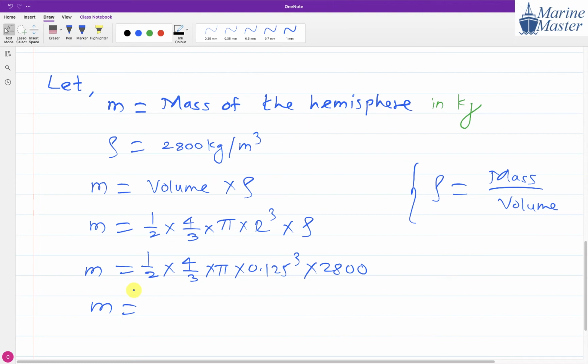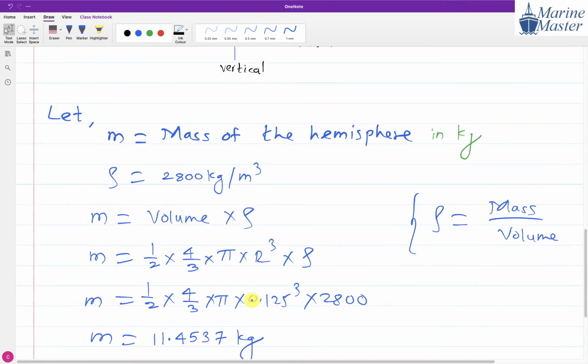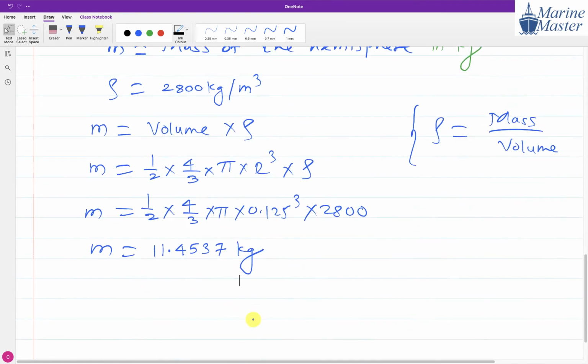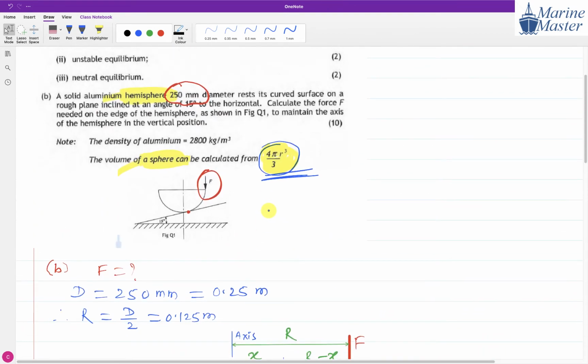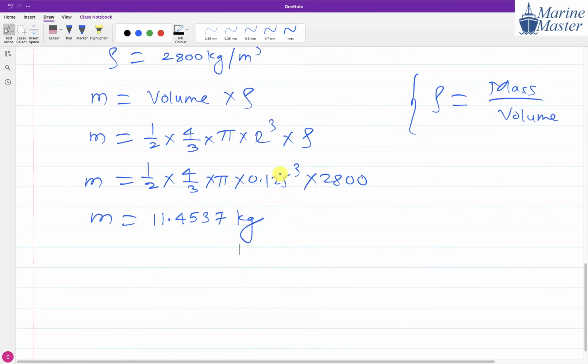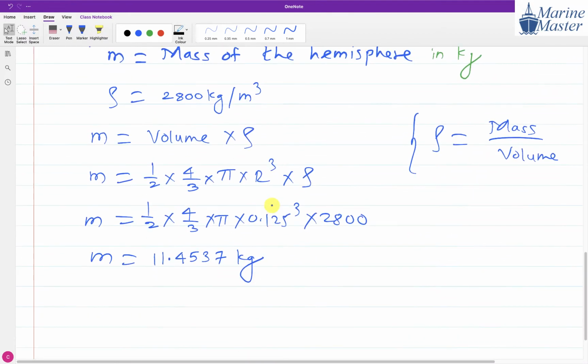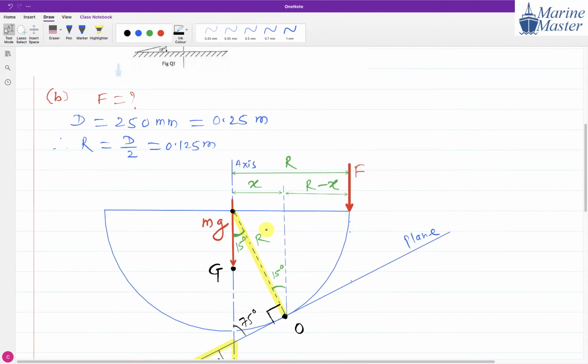So how much value are you getting? One second. So 11.453. How much mass are we getting? 11.4537 kg of mass we are getting. Now what is our next target? What we have to do? Try to see the scenario. 11.4537 kg of the mass we are getting.